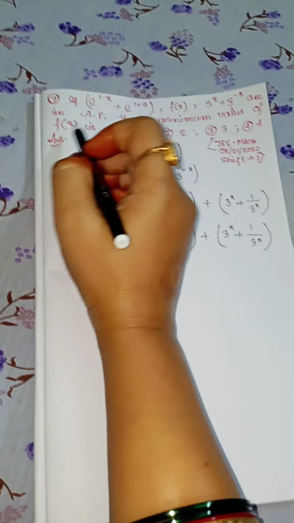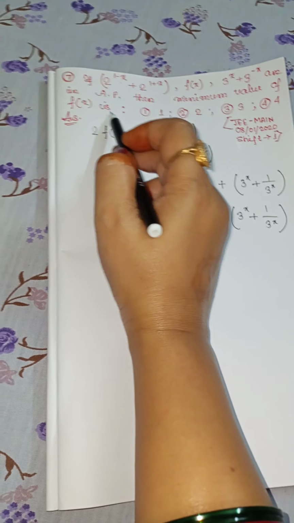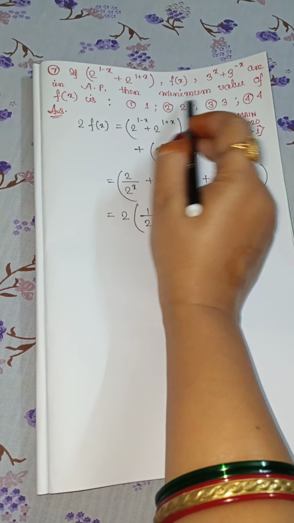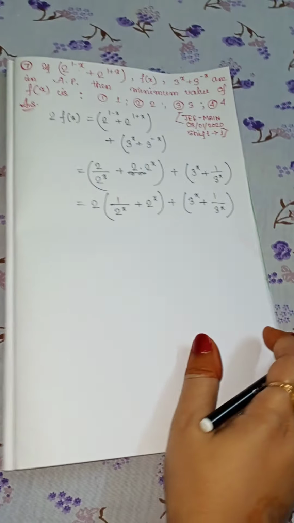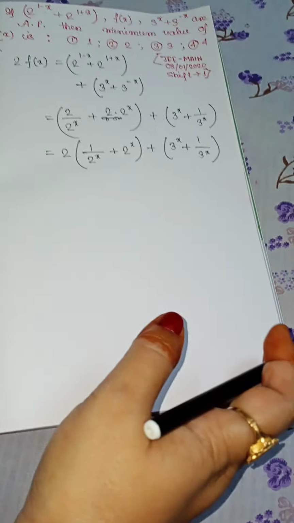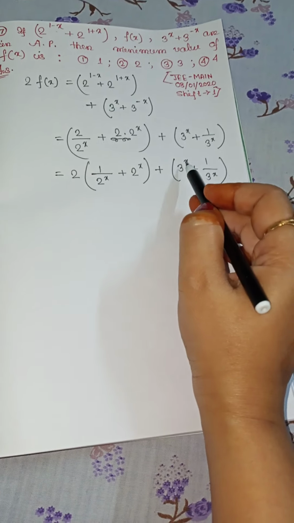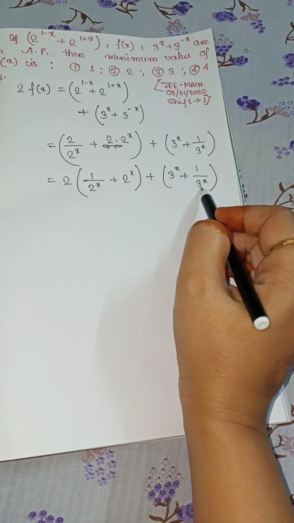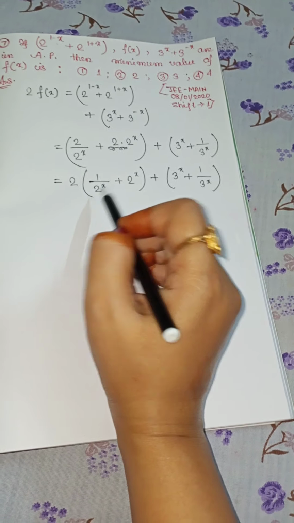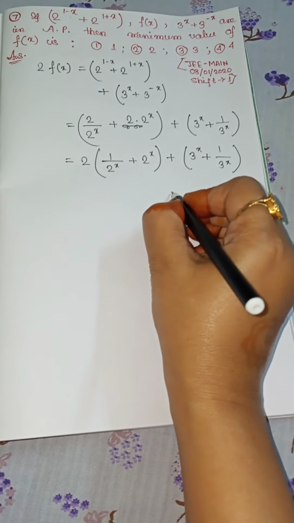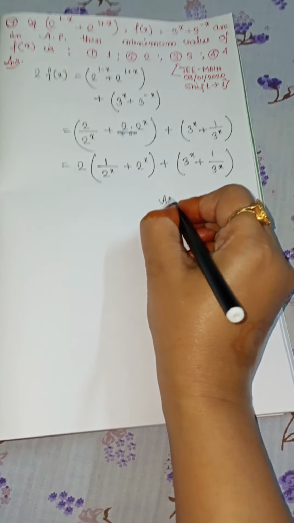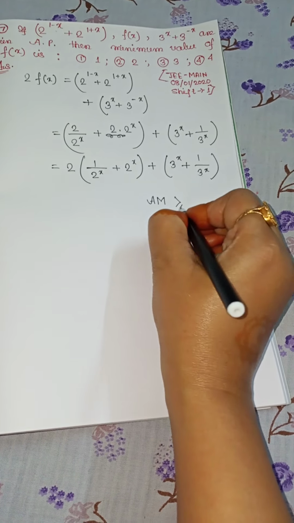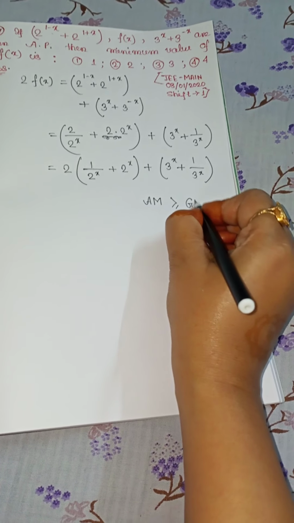Now, our question is the minimum value of f(x). So our requirement now is to apply AM greater than or equal to GM here, since each of these is a reciprocal pair.